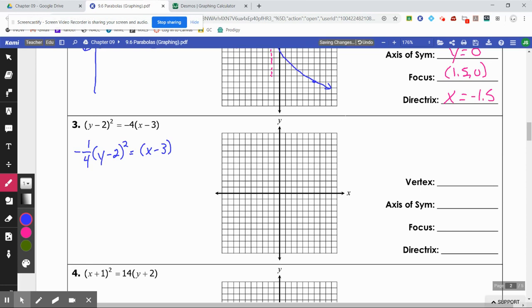If you'd like to leave your minuses and that -3 over there with your x, you can actually use the same mindset as you did on your previous problems. Those two things translate your vertex. The -3 would move it right 3. The -2 would move it up 2. Right 3, up 2 would be your new vertex.